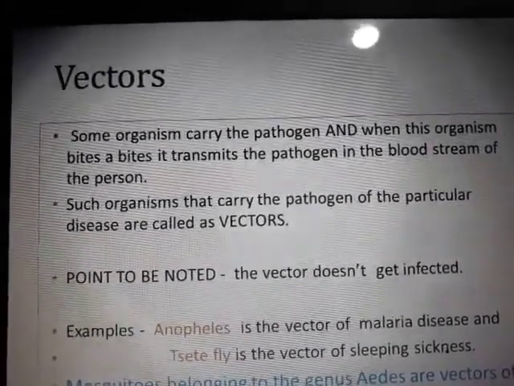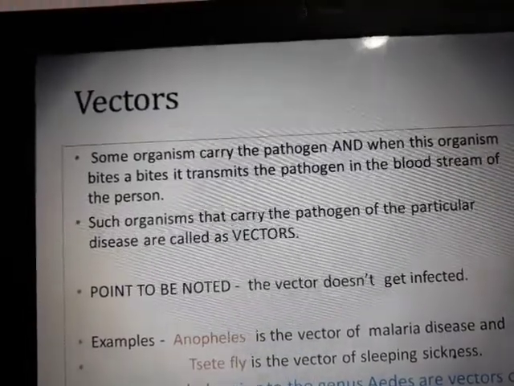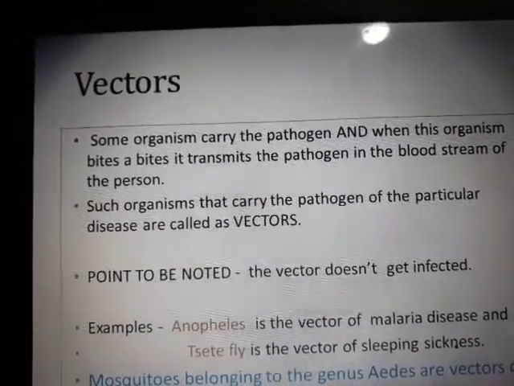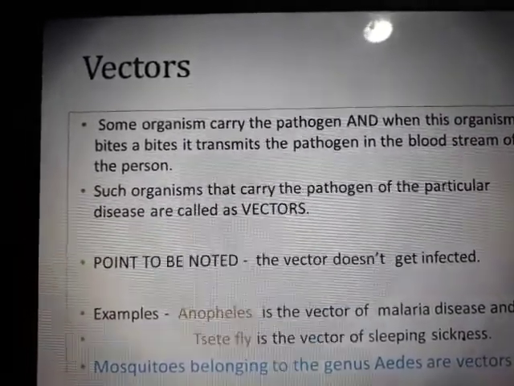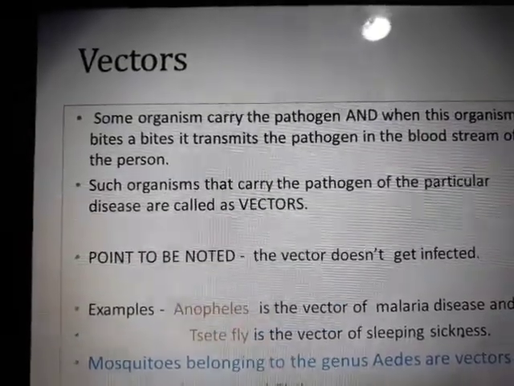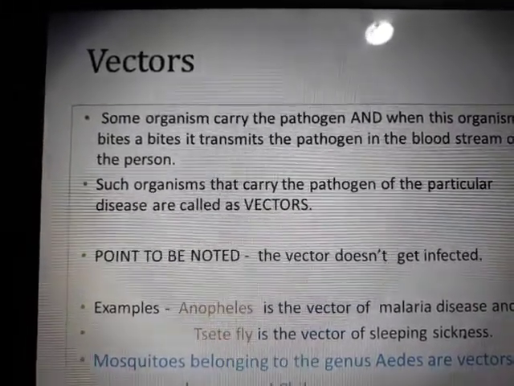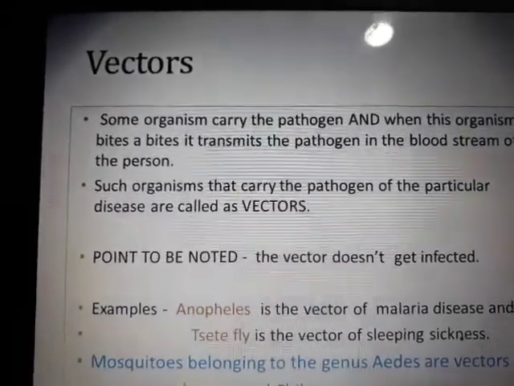Okay, so obviously from that particular organism, the pathogen is now in the bloodstream of the person whom it has bitten. Fine. Now such organisms that carry the pathogen of a particular disease are called vectors. But very important, these vectors will never fall ill themselves from the pathogen. The pathogen will never attack their host. It will only get transferred from them to the other organism.